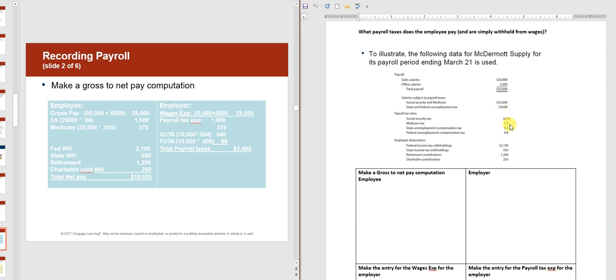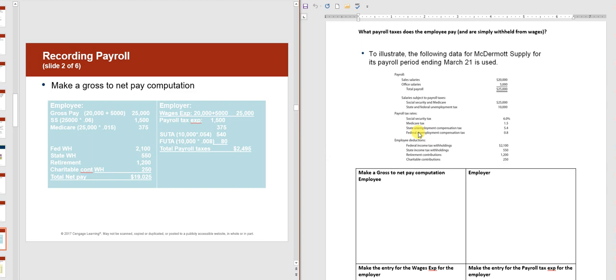So I've got 6% and 1.5%. So I have Social Security, 25,000 times 6% is 1,500. Both the employee has it withheld and the employer pays it. So you will have $3,000 sent in for this particular pay period for, if it was one person, $3,000 for their Social Security. Medicare is $25,000 at 1.5%, so you just do that times 0.015 is $375, and again, both the employee and the employer pay that part.